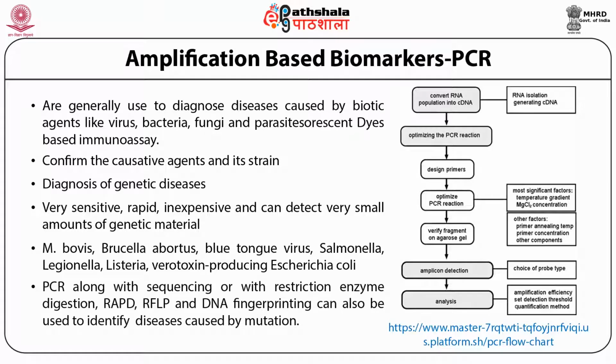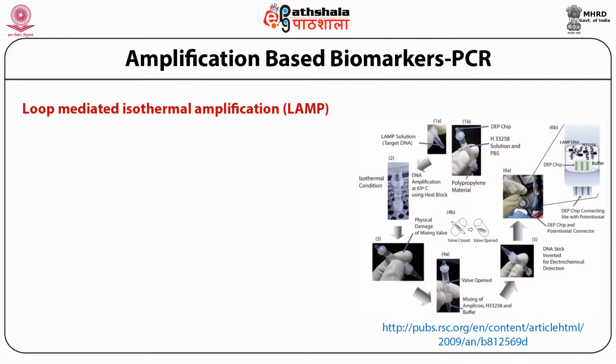When PCR is carried out with sequencing or restriction profiling, RAPD, RFLP, they can be used as a biomarker. When PCR is carried out with sequencing or with restriction enzyme digestion, RAPD, RFLP, DNA fingerprinting can also be used to identify disease caused by mutation. So this PCR is a highly sensitive technique and used very commonly nowadays to differentiate between the diseased and the healthy animal.